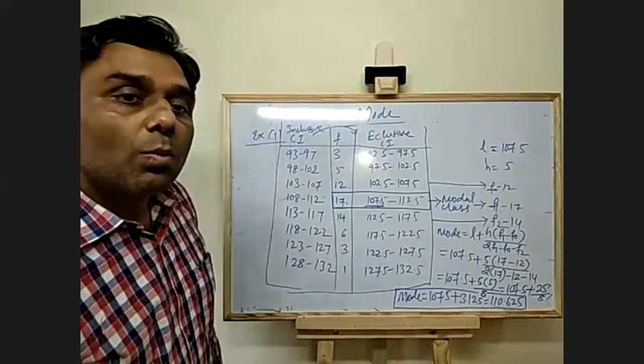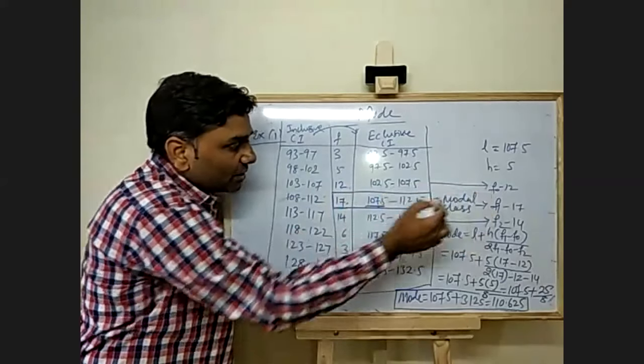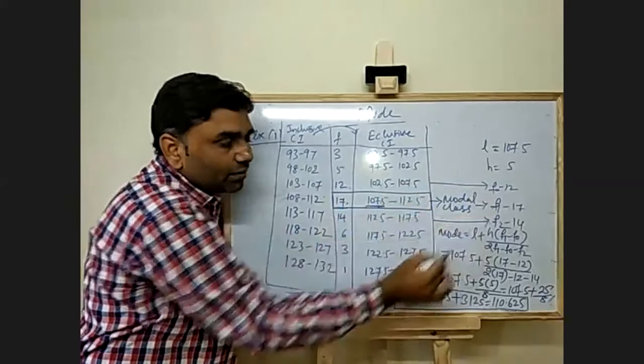Next, find out which class interval has highest frequency. Highest frequency is 17. So this is the class interval that is your modal class. This frequency is F1. This frequency is F0. This frequency is F2. Fill the value.